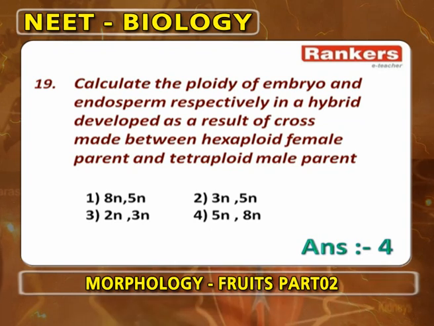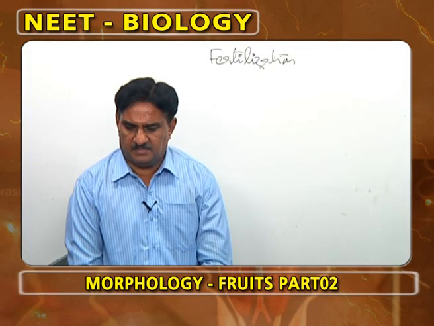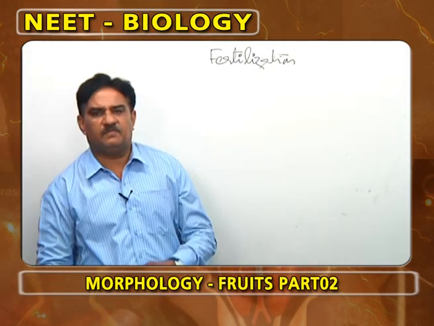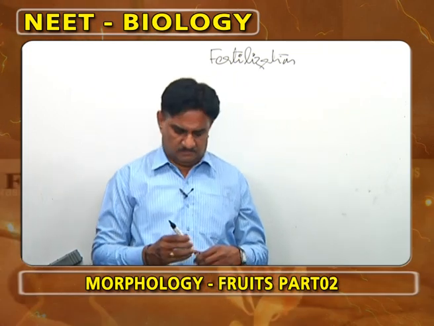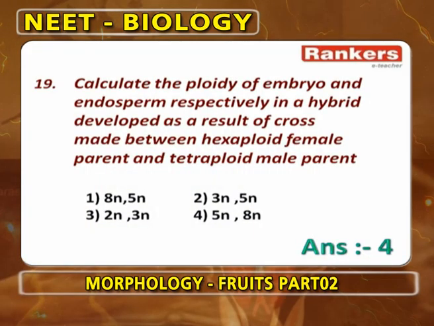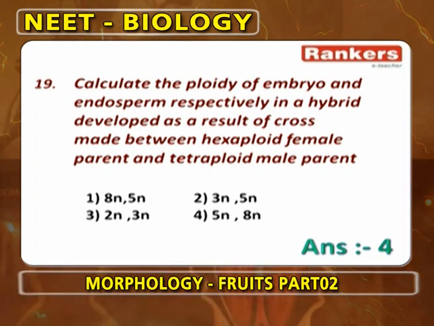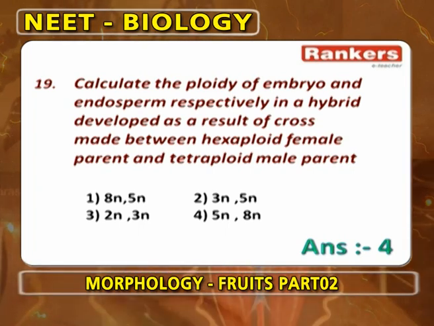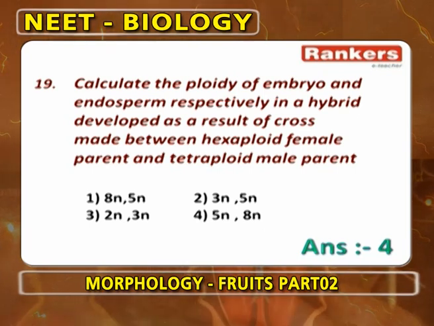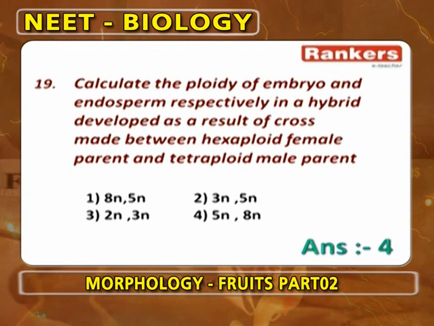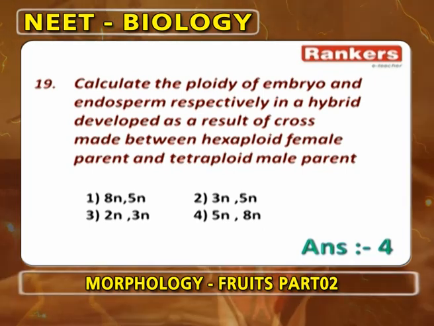From 6N, 3N will come and from 4N, 2N will come. 3 plus 2, 5N will be the embryo. So answer for this is 5N and 8N. Calculate the ploidy of embryo and endosperm respectively in a hybrid developed as a result of cross made between hexaploid female plant and tetraploid male plant. Answer is 5N and 8N, pentaploid and octoploid.